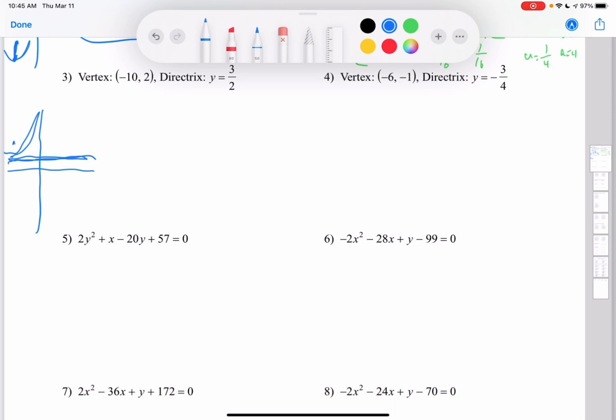So this is another y equals. So y equals my a value times (x plus 10) squared plus 2. A is going to be 1 over 4 times c. So we've got to go from 3 halves to 2, so that's a half. So that's 1 over 4 times a half, which is 1/2. So a is 1/2. So y is equal to 1/2 times (x plus 10) squared plus 2.